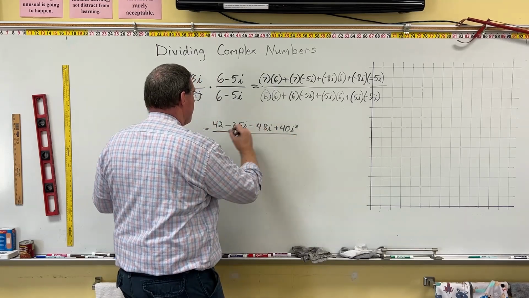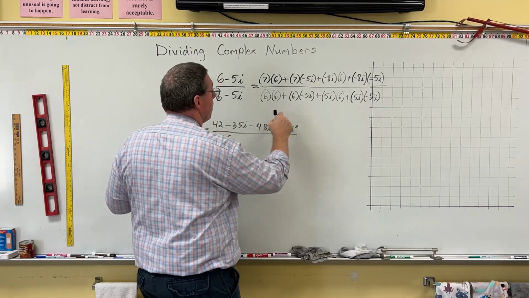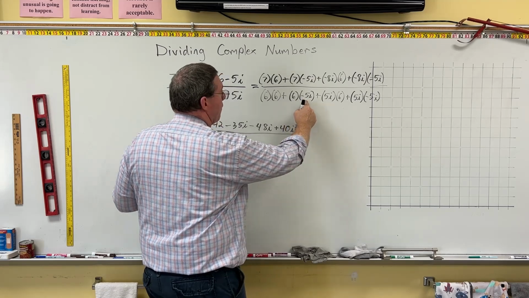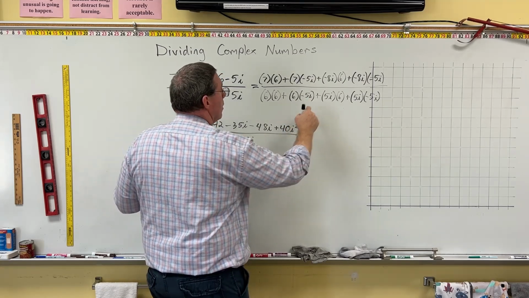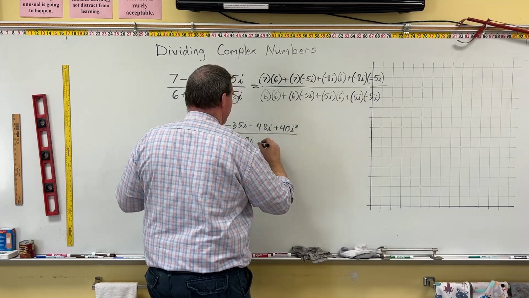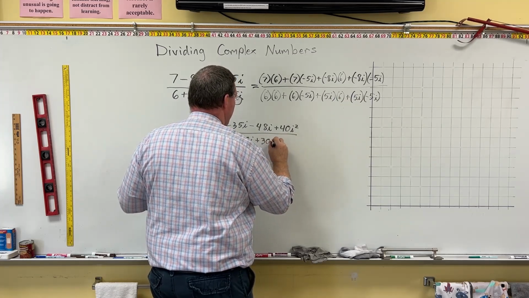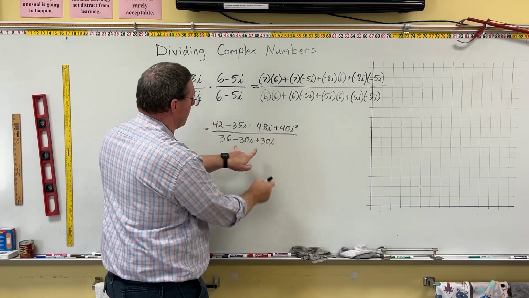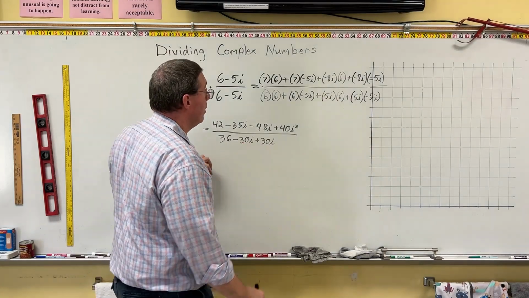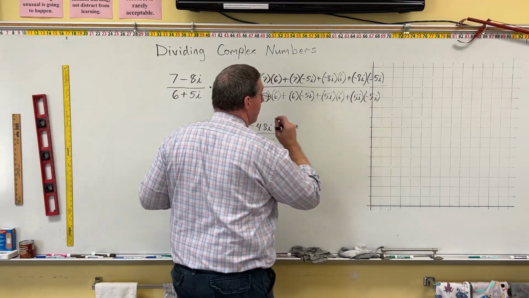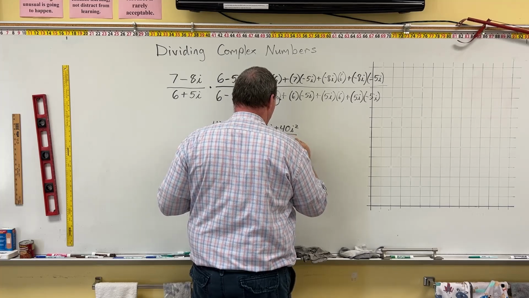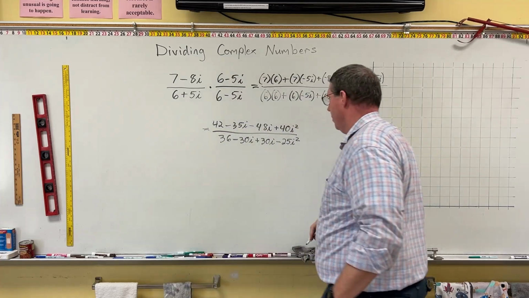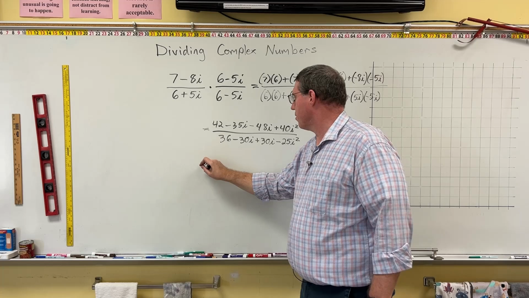Over 6 times 6 is 36. 6 times negative 5i is negative 30i. 5 times 6 is positive 30i. This is important here: negative 30i, positive 30i. These are always going to cancel out. And then 5i times negative 5i is negative 25i squared. Okay?